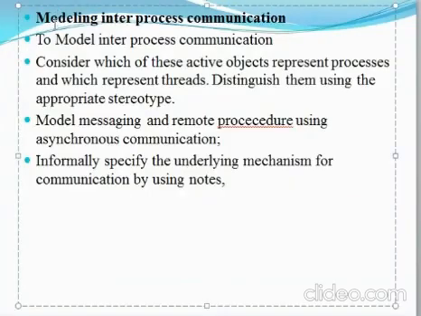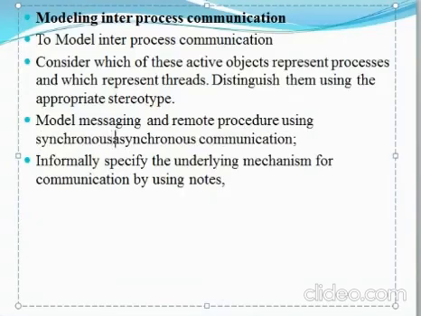Now, how to model inter-process communication? To model inter-process communication, first of all, we need active objects. We have to consider active objects which represent either a process or a thread. We have to differentiate them using some stereotype. Next, we have to model the communication by using messages and remote procedure calls, using synchronous and asynchronous communication. Then we have to specify the mechanism by using notes, which is a comment. By using notes, we specify the mechanism of how the active and passive objects collaborate and communicate.